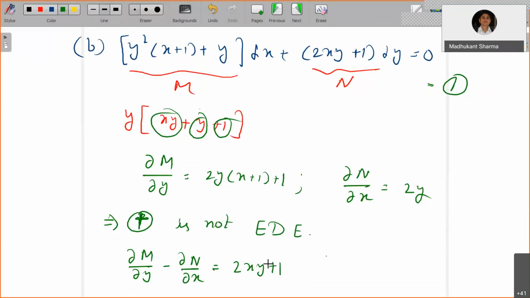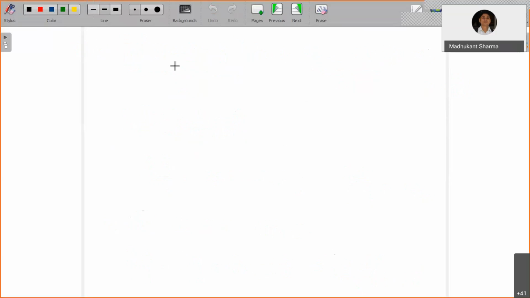Now, see, it is nothing but exactly n only. So this implies (dou m by dou y minus dou n by dou x) divided by n is equal to 1, which is a function of x only, or you can say a function of y only as well. But when you have divided by n, our interest is to treat it as a function of x only. So we can certainly write the integrating factor: mu of x is e to the power integration of 1 dx, which is e to the power x.